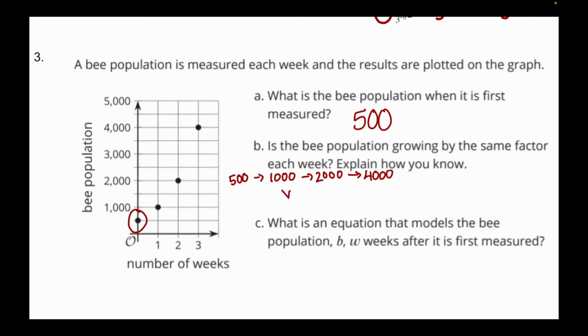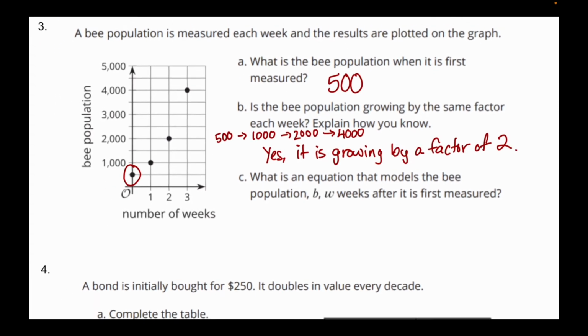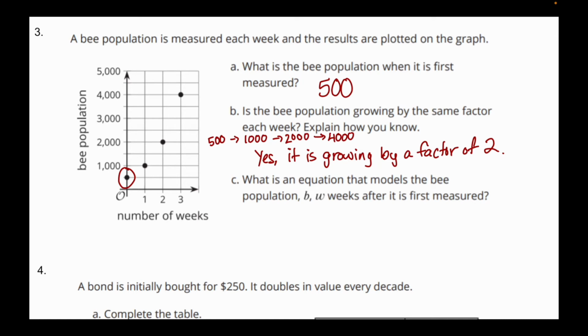So yes, it is growing by a factor of 2. And my explanation for how I know is that I'm showing the numbers going from 500 to 1,000 to 2,000 to 4,000, because that's what I did in order to check it.